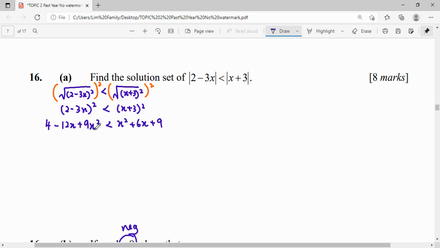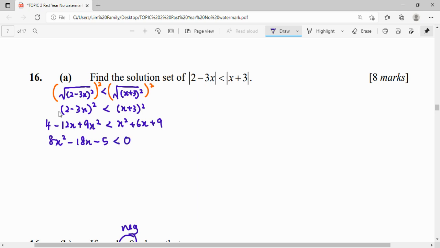So we follow the rules of quadratic inequalities, where we have to rearrange everything to the left-hand side and let the right-hand side be 0. So x squared goes there, and we get 8x squared, then this 6x goes there and becomes minus 18x, and then plus 9 goes there and becomes minus 9, which gives negative 5.